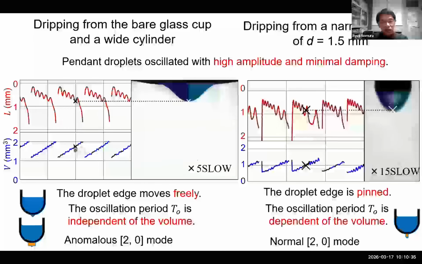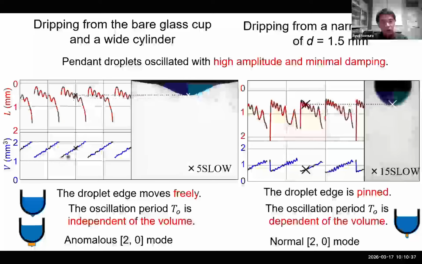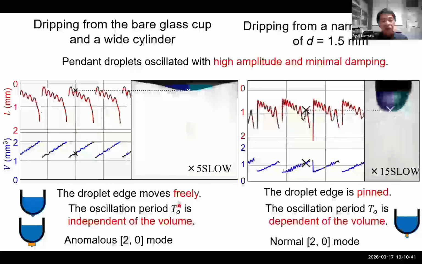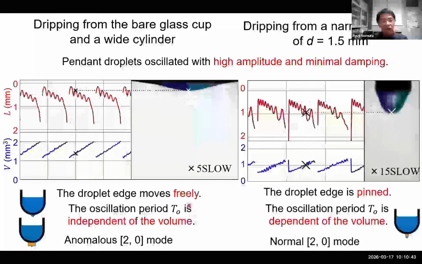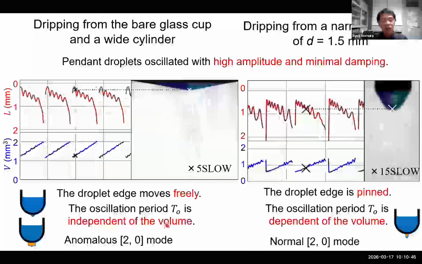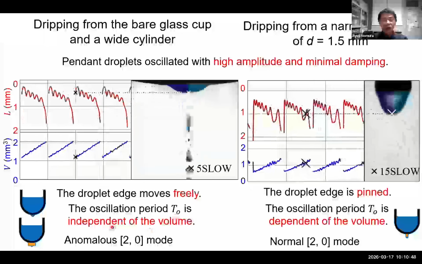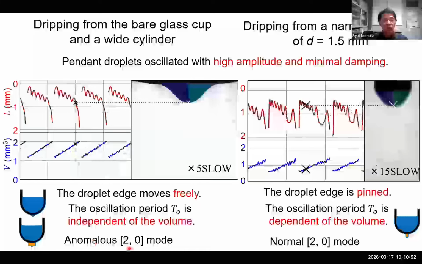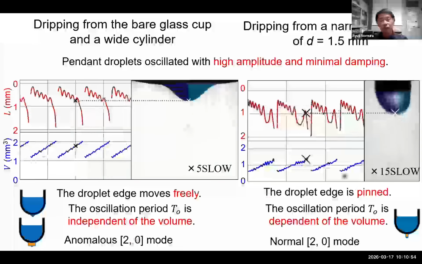But during this oscillation, we also measure the volume, and the volume is increasing like this. So the oscillation period, T0, is time independent, which means that it's independent of the volume. This kind of volume-independent oscillation is very strange, and I call this anomalous 2-0.